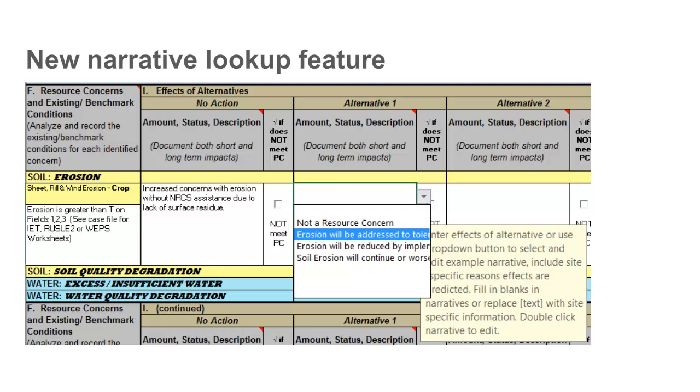Narratives can be edited after they are selected by double-clicking in the cell or clicking the cell content window at the top of the spreadsheet. And it's very important that the user understands they must fill in all blanks in the narratives and replace bracketed text with site-specific information. They should not leave any blanks in the final CPA 52.